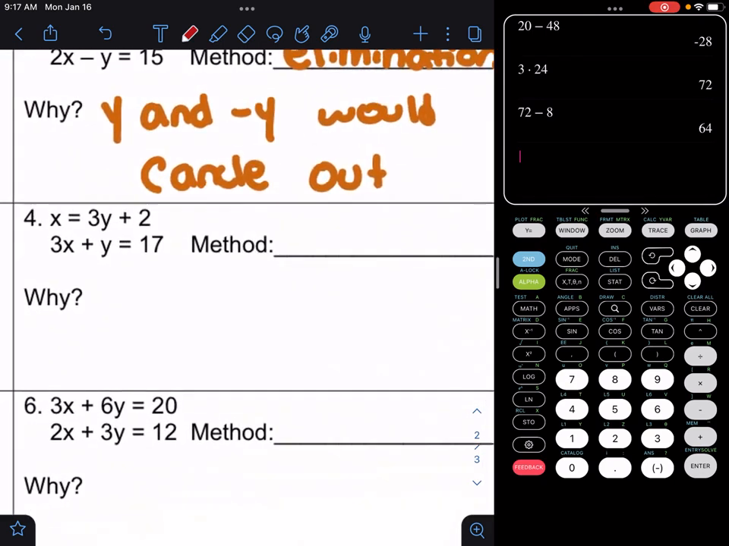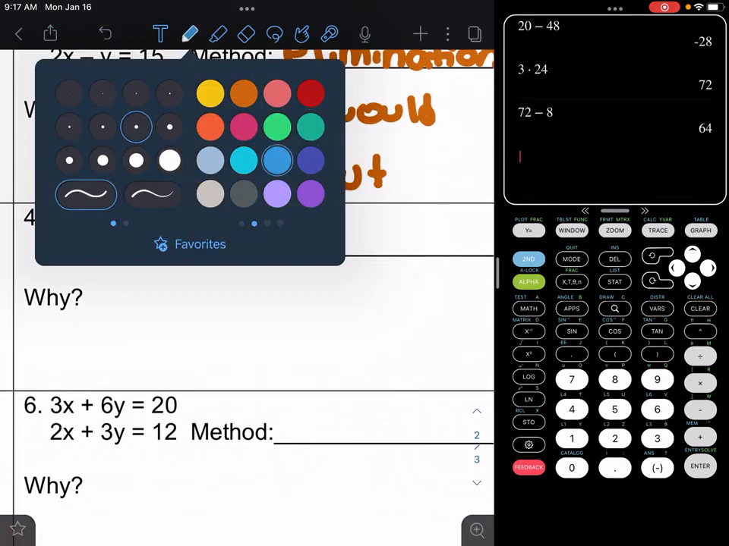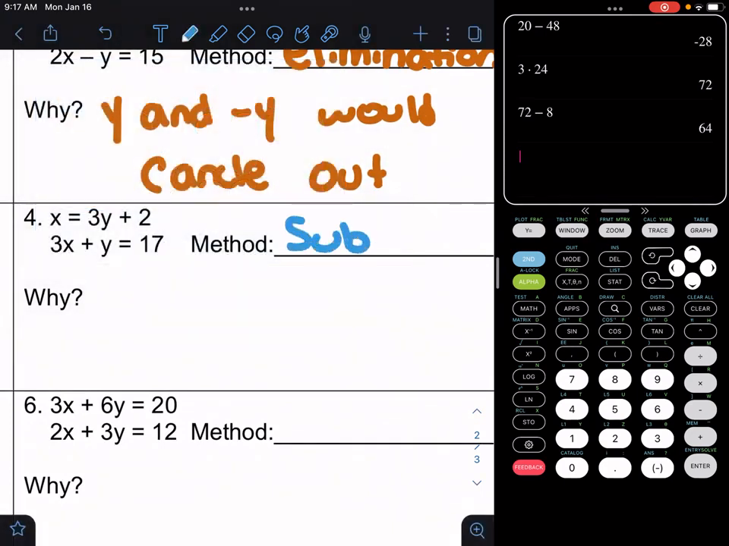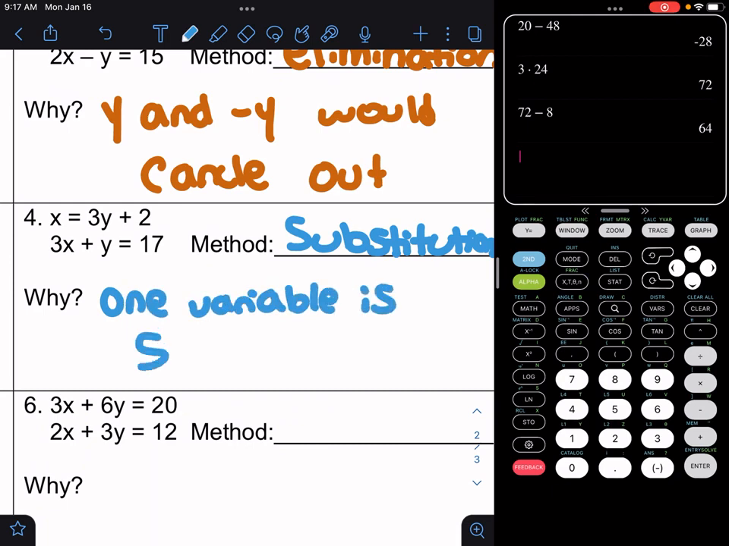Let's look at number 4. Here I'm definitely going to use the substitution method. And why? Because one equation is solved for x. Meaning we could just plug in what x equals to the second equation.